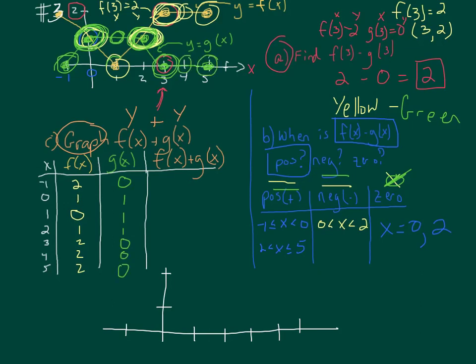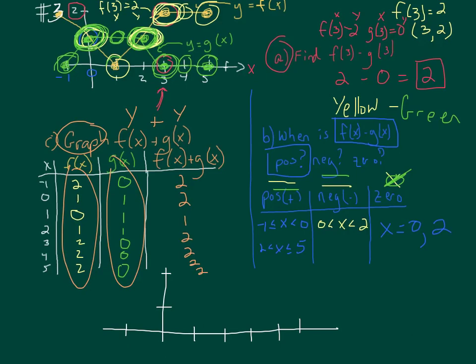Now find a third function, f plus g, you can call it h if you wanted to, and add all the y values. So add this column plus this column to get our new function. 2 plus 0 is 2. 1 plus 1 is 2. I put 1. Let me erase that. That's pathetic, Mr. Williams. 1 plus 1 is 2. 0 plus 1 is 1. 1 plus 1 is 2. 2 plus 0 is 2. 2 plus 0 is 2. And 2 plus 0 is 2.